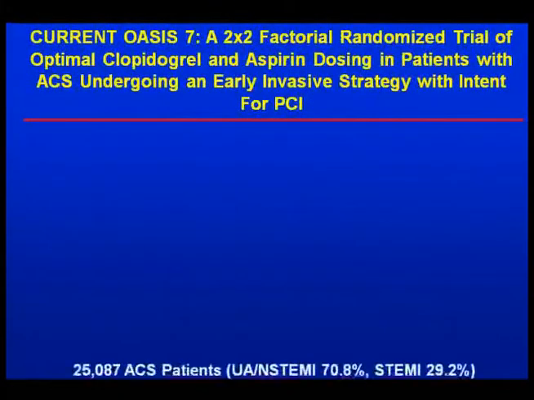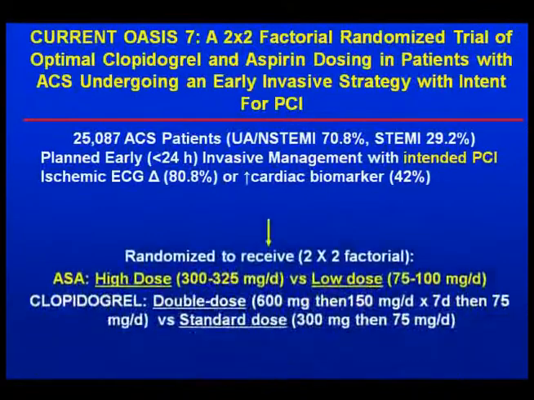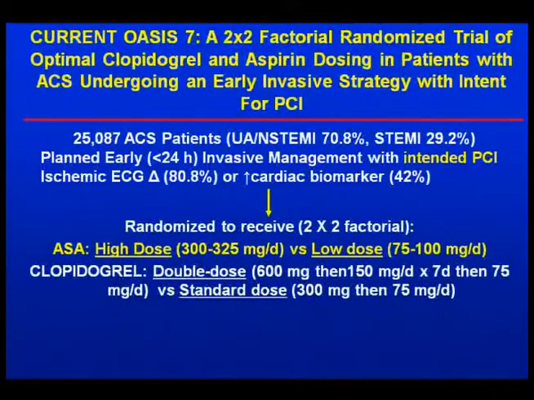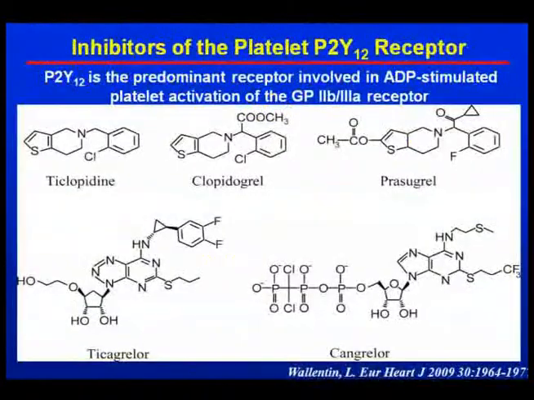So there is now one randomized trial looking at 2 different doses of aspirin in patients with acute coronary syndrome. I alluded to this trial in my earlier talk, the current OASIS 7 trial, not published yet, but the data have been presented. Over 25,000 patients with acute coronary syndrome, 70% of them had non-ST segment elevation MI or unstable angina. They were managed invasively. They were randomized in a 2x2 factorial design to either high-dose aspirin, 300 to 325 a day, versus low-dose aspirin, 75 to 100 a day. As I'll show you later, they were also randomized to 2 different doses of clopidogrel. The bottom line: no significant difference in efficacy, and in this case, bleeding, between the high-dose and the low-dose aspirin. And so the new guidelines have somewhat lowered the dose of aspirin compared to previous guidelines.